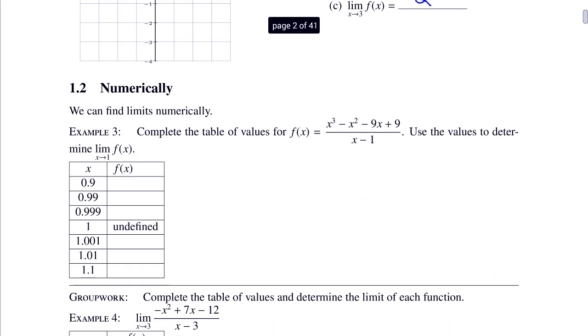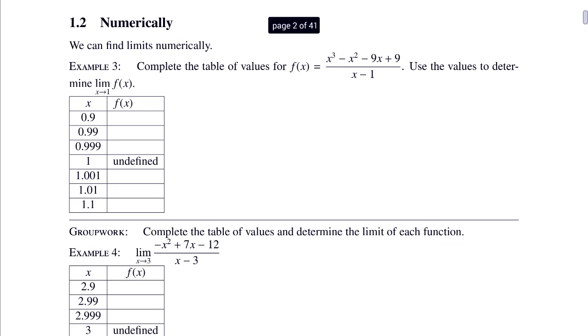We can also look at them numerically, and then we're going to make sort of leaps of faith whenever we do this. If you have your calculator, go ahead and type this function into y1. The function is x cubed minus x squared minus 9x plus 9 over x minus 1. Be sure to use parentheses around the numerator and the denominator. I'm going to demonstrate it on my calculator here.